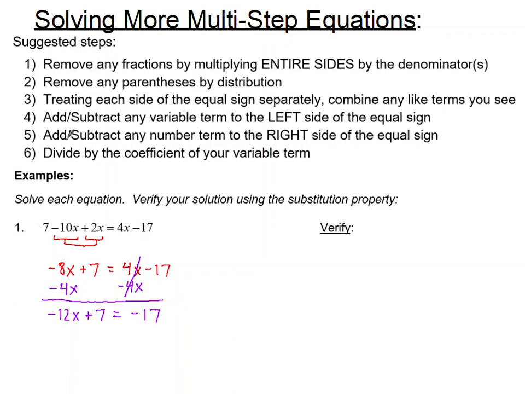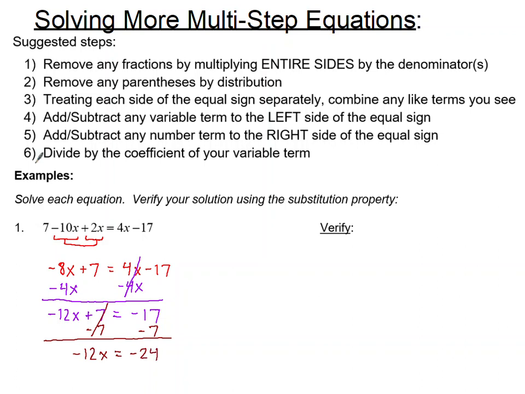Great. Step 5. Add or subtract any number term to the right side of the equal sign. So here's my number term, and I'm going to subtract it to the right side. It has to subtract, so I can cancel it away. Minus 7 on each side. Draw my line. Negative 12x is all by itself on the left side. Negative 17 takes 7 more away is negative 24.